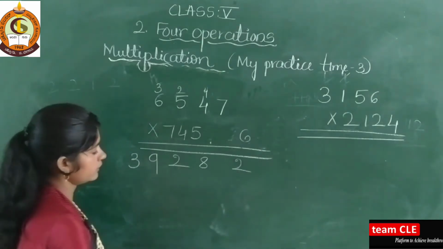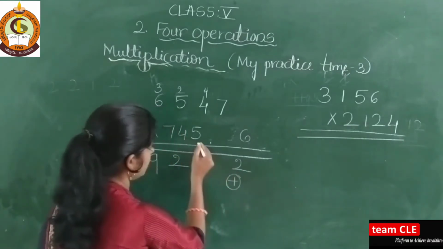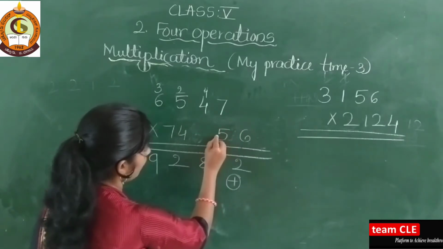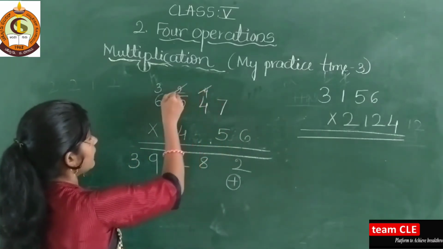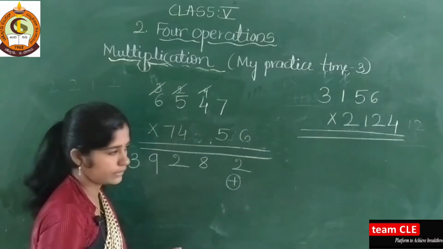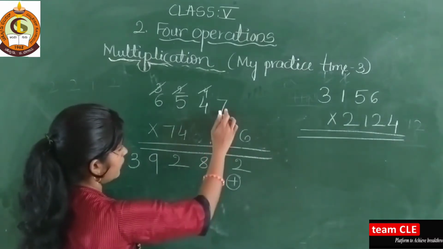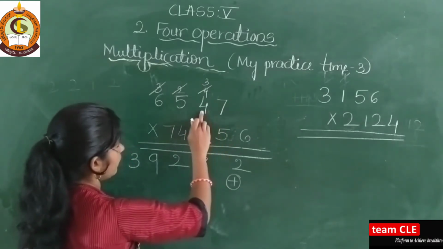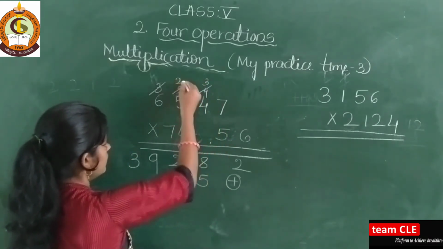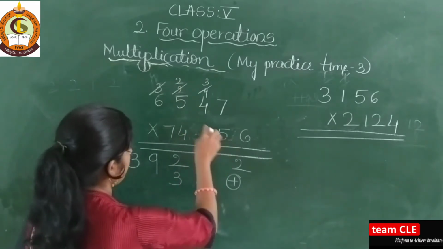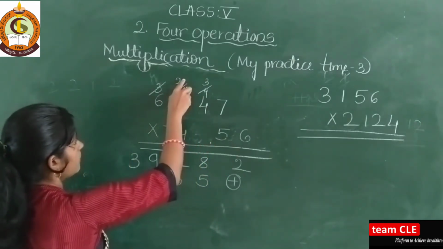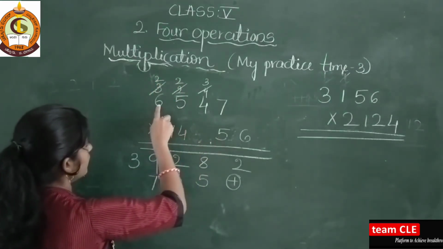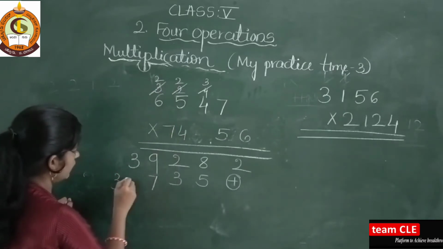Clear? Next, here you leave one place. Then tell me, in the tens place which number is there? 5. So I will take 5 now, and you make scratches because I already added those numbers. So multiply with this 5. 5 sevens are 35. 5 fours are 20. 20 plus 3 is 23. Next 5 fives are 25. 25 plus 2 is 27. Next 5 sixes are 30. 30 plus 2 is 32.